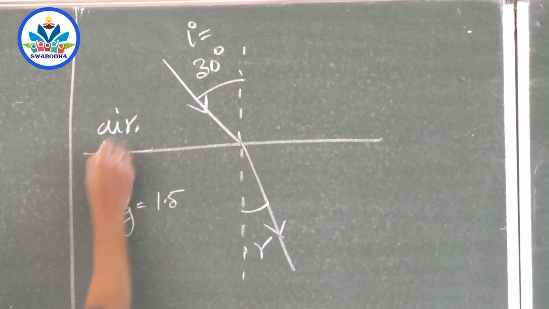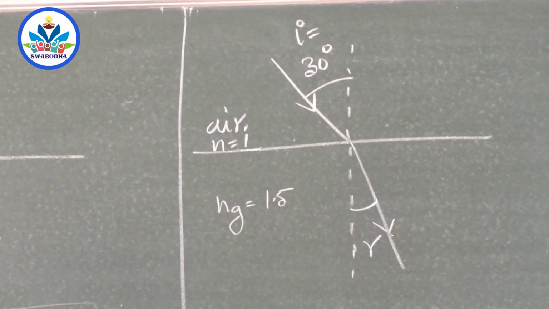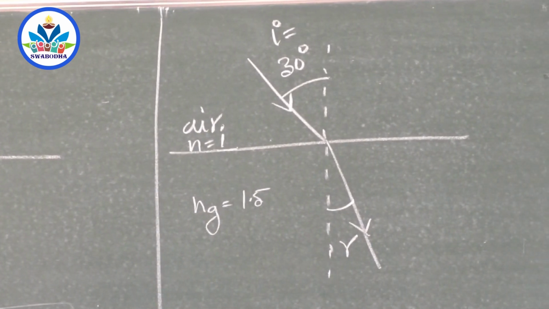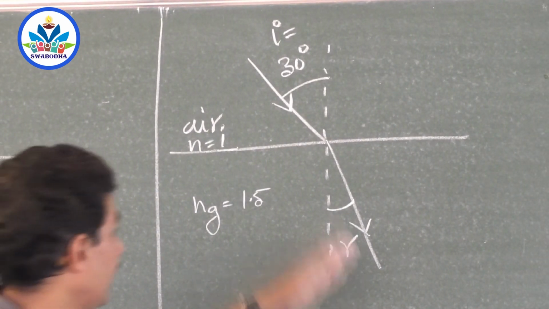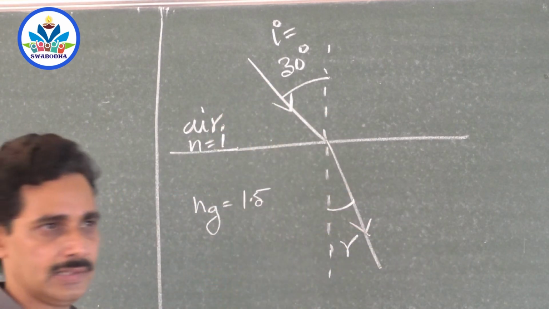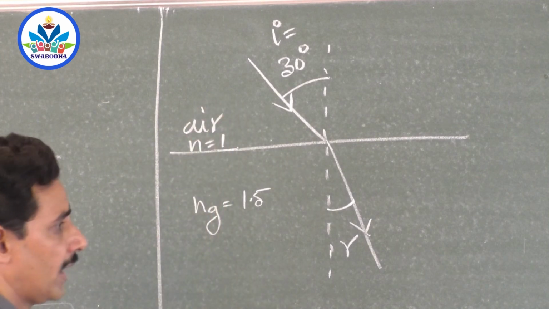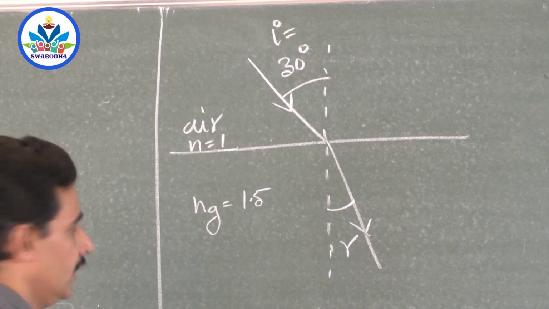You know that refractive index of air is 1, because you have to compare air with the air itself. Velocity of light in air divided by velocity of light in air, that is 1. If this is air, then the light would have moved straight, and sin i by sin r is sin 30 by sin 30, so it is 1. Refractive index of air is 1, and now you are asked to calculate what is r.